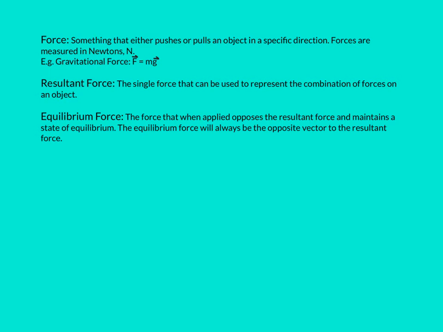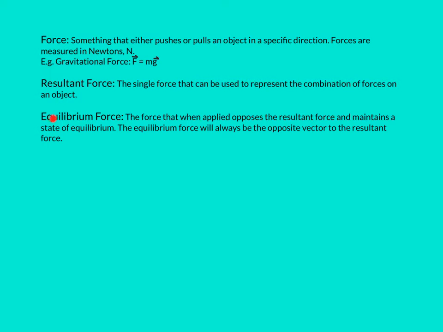Then we have two other definitions. These will be somewhat familiar to those of you who have taken physics, but you can see we use different phrases for this. So we're going to refer to the resultant force as the single force that can be used to represent the combination of forces on an object. You will know this from physics as the net force. Those words are essentially interchangeable, but they will be referred to as a resultant force in this course.